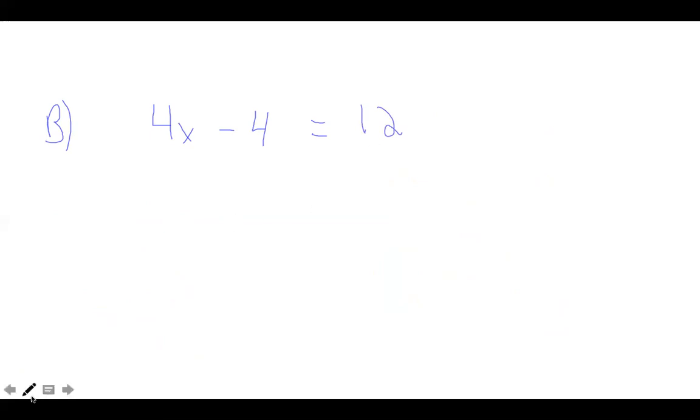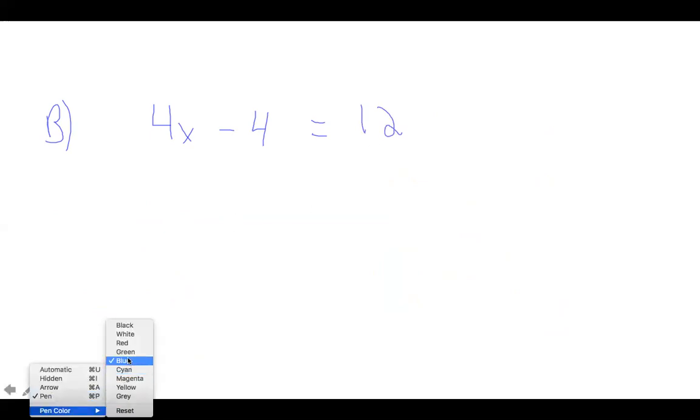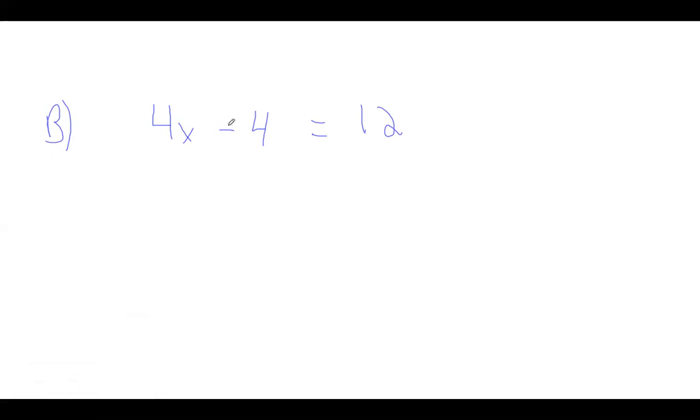This is a two-step equation because we have two operations that are happening, right? If we think about our steps, what operations are happening? Here we have multiplication happening, 4 times x, right? And then here we have subtraction happening, okay?